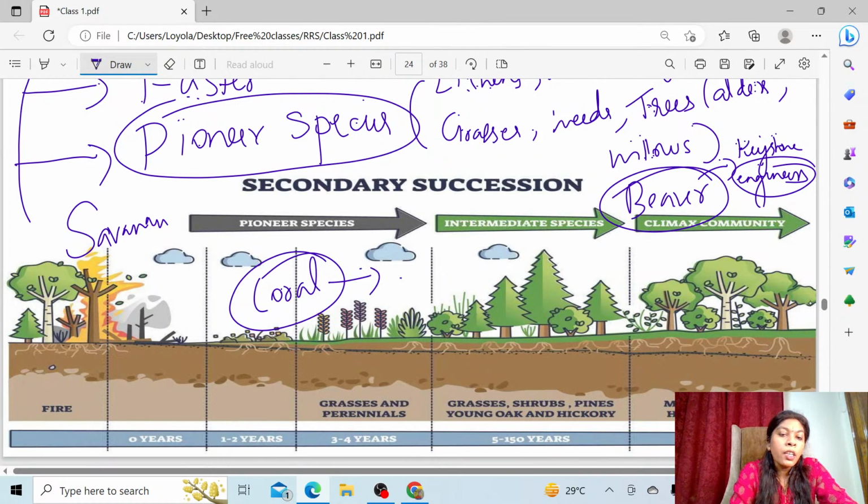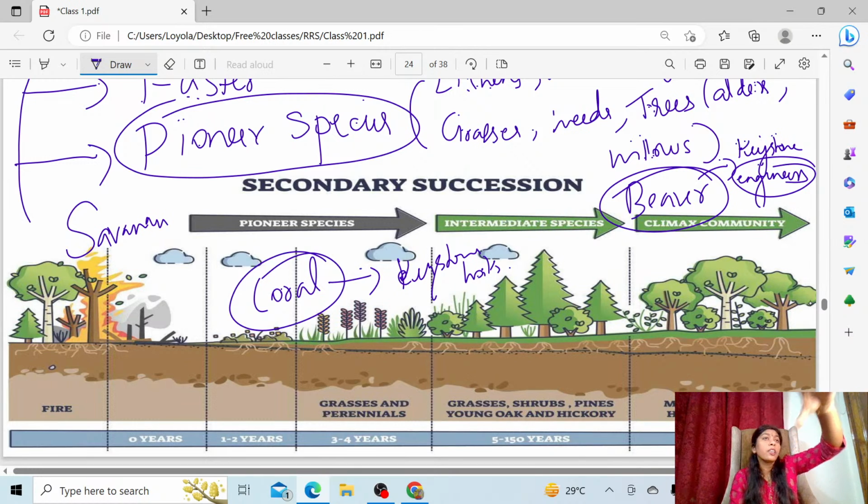So they are called keystone hosts. Same, you take a hummingbird which drinks nectar from plants. It goes and pollinates various kinds of plants. A wasp which pollinates a fig. So all these are keystone mutualists.